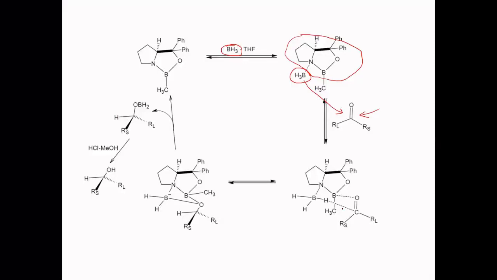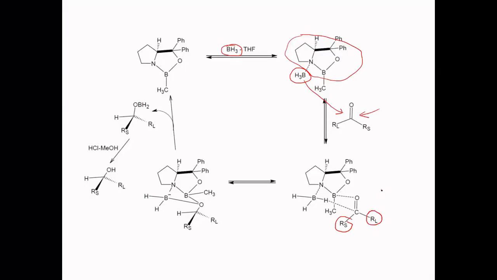So here you can see the attack is taking place over here. How it is taking place? Here two approaches are possible. Look, one approach I have drawn here. How did I draw one approach? The RS side is nearby to this catalyst and RL, the larger group, is away.